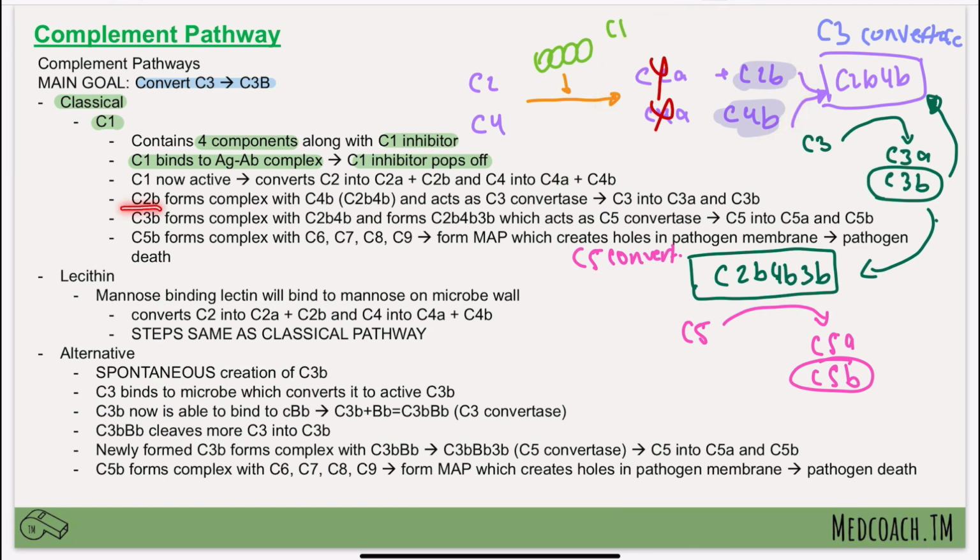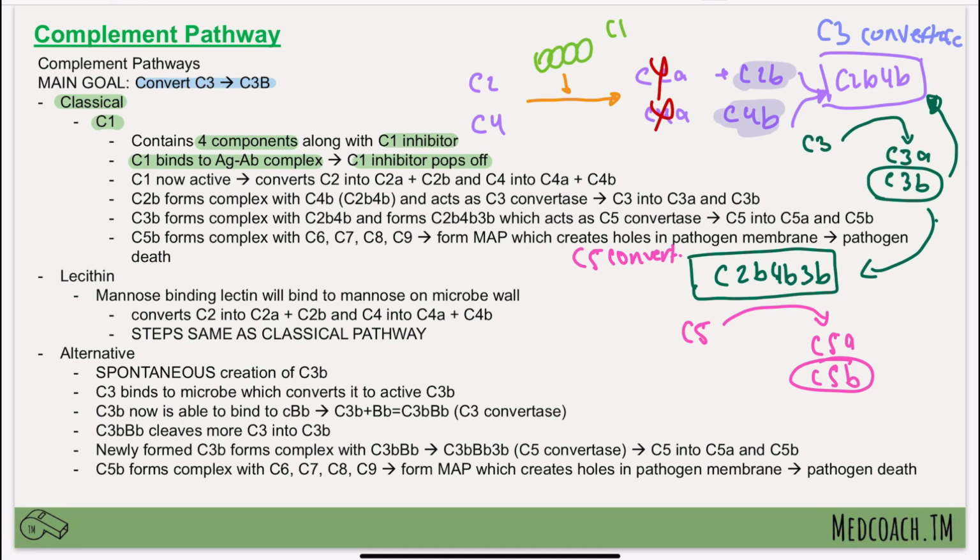The C2b will form a complex with C4b over here, and it's going to act as a C3 convertase and convert C3 into C3a and C3b. C3b will form a complex with C2b and 4b, and there will be a brand new complex formed called C2b 4b 3b. And this C2b 4b 3b is going to act as a C5 convertase and convert C5 into C5a and C5b.